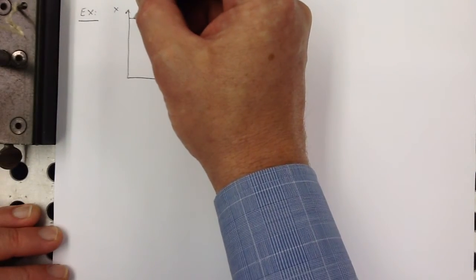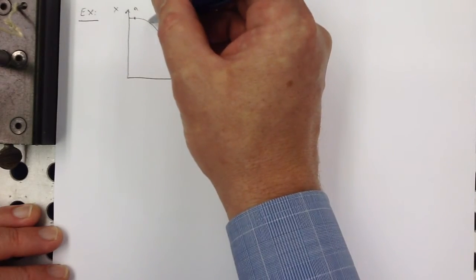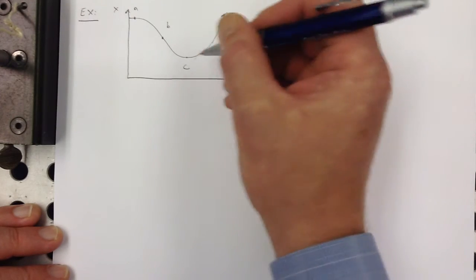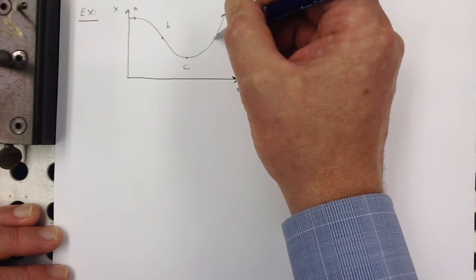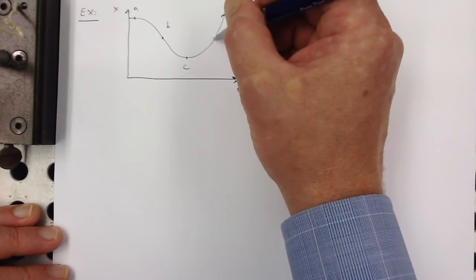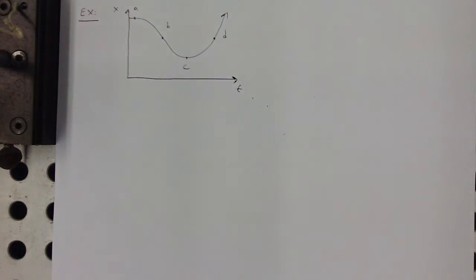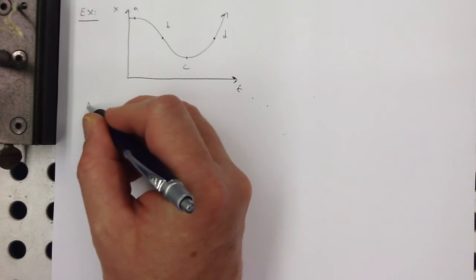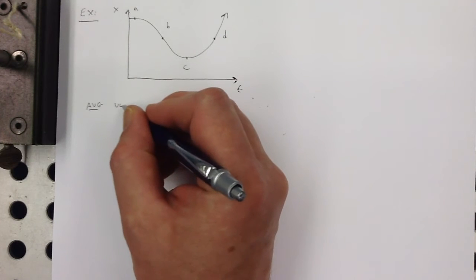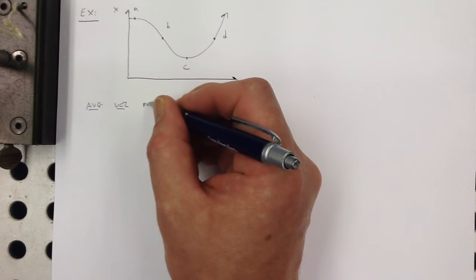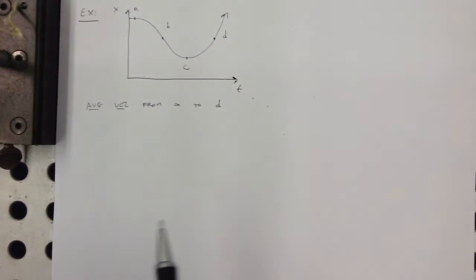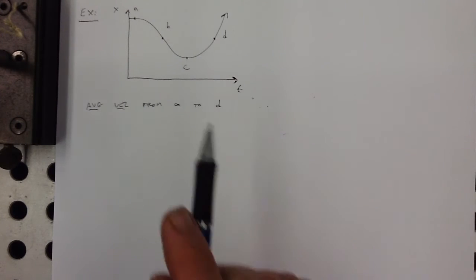Let's say this is point A, B, C, and D. Okay, I might mark this up a little bit. So how about average velocity from A to D?